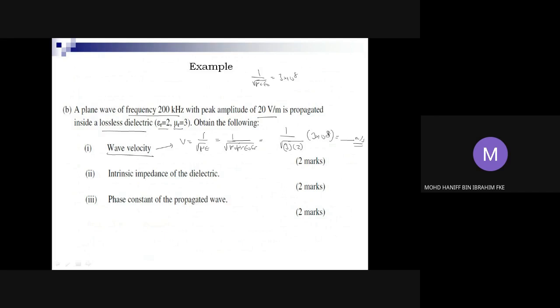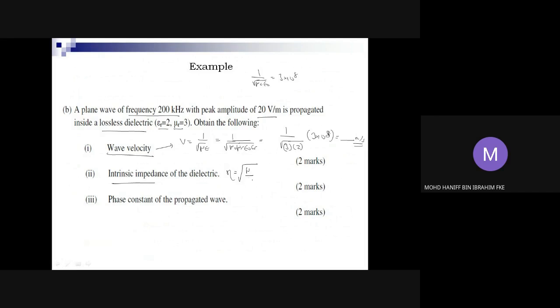Very straightforward question. Whereas number 2 is to find the intrinsic impedance of the dielectric. Also, this is quite straightforward. The impedance of the dielectric should be given by the symbol eta, and we have learned that the intrinsic impedance for the lossless dielectric should be based on the equation of √(mu divided by epsilon). Sorry, mu divided by epsilon.